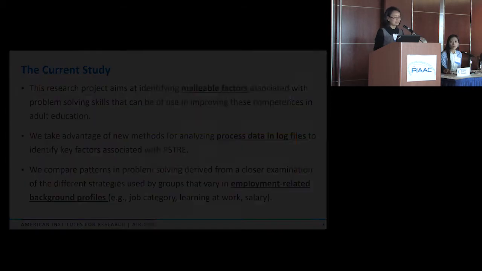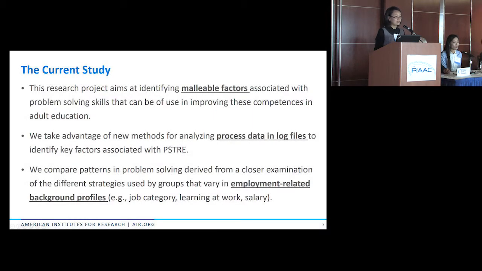So in our current study, we want to aim at identifying manageable factors associated with problem-solving skills. And then we want to take advantage of new methods for analyzing process data in log files to identify the key factors associated with PS-TRE.